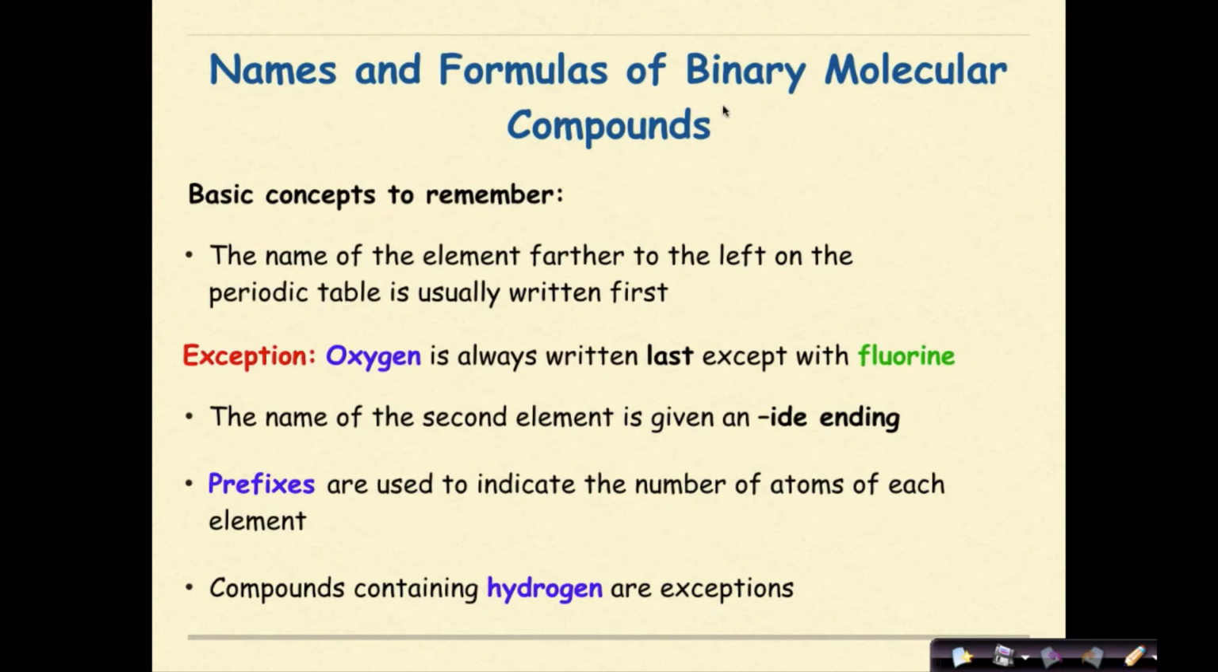Names and formulas of binary molecular compounds. Basic concepts to remember. The name of the element farther to the left on the periodic table is usually written first. The exception here is oxygen, which is always written last, with the exception of fluorine. The name of the second element is given an IDE ending, because again, we're dealing with binary molecular compounds. Prefixes are used to indicate the number of atoms of each element, and compounds containing hydrogens are exceptions. We'll talk about that in a minute. So remember here, we're dealing with molecular compounds, so that means we're dealing with non-metals, so we have a different way of writing these names.